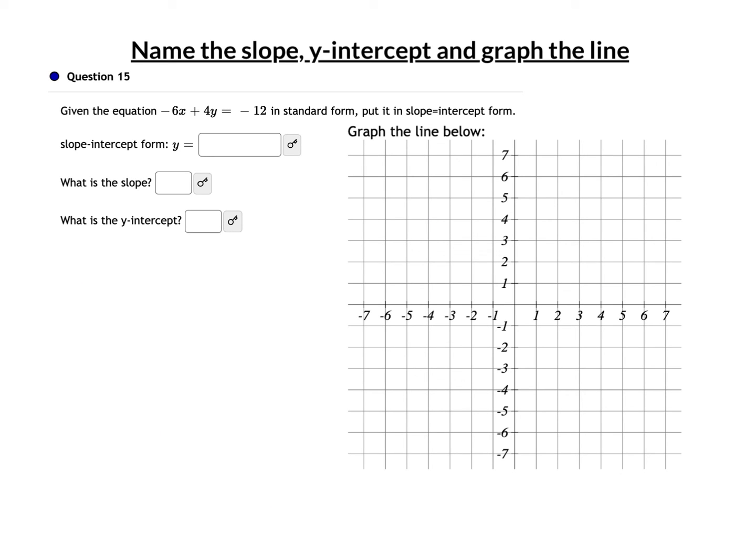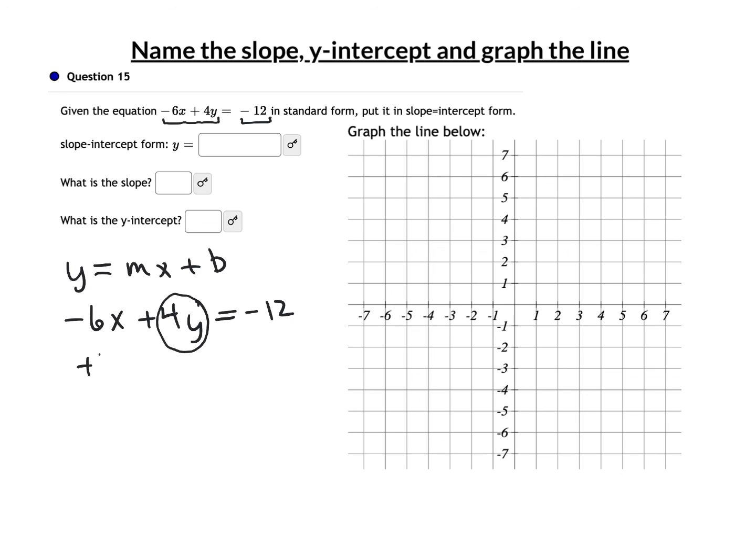Question 15. Again, this is in standard form. The variables are on one side, the numbers are on the other. We want to put it in slope-intercept form. We want y equal mx plus b. So we'll take this equation and we'll get y by itself. To get y by itself, the first thing I do is get rid of the negative 6x, because the last thing I'm going to do is divide by 4.